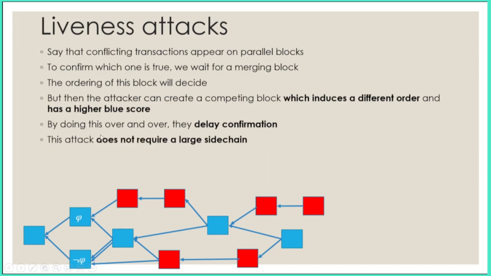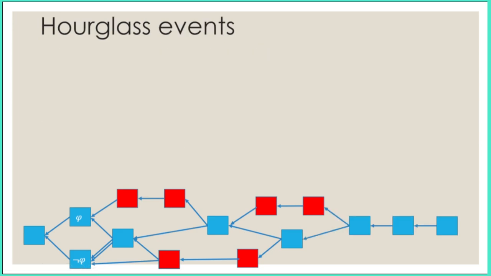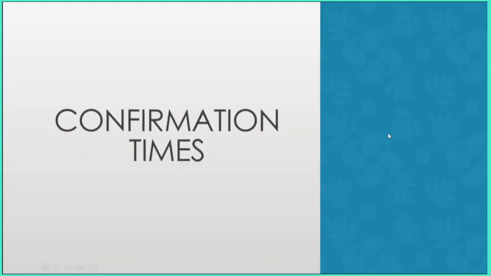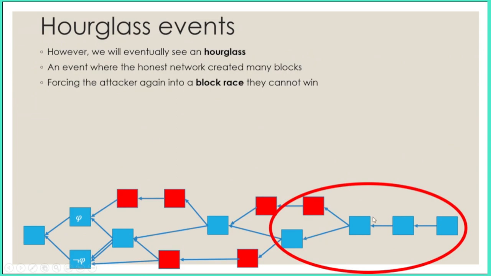And what can we do to prevent this attack? The way we deal with it in Kaspa, in the Kaspa security argument, is through what we call an hourglass event. The point is that eventually the honest network will create this burst of blocks that are sufficiently arranged like a chain. And at this point, the attacker can't do this trick again. If they try to add blocks here, it wouldn't matter because this thing has too much weight. So they can't change things anymore.